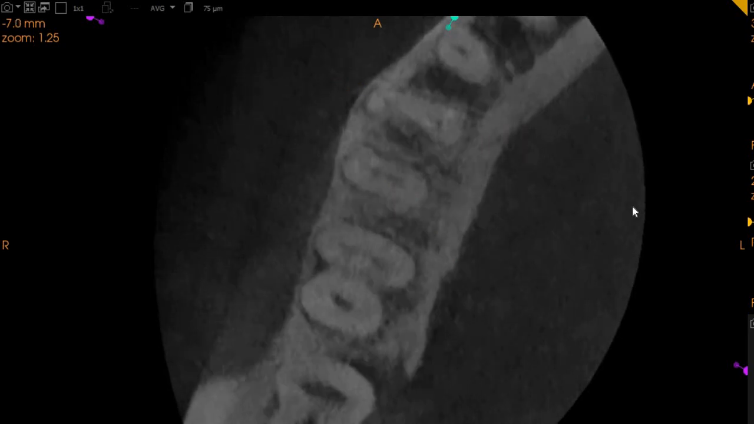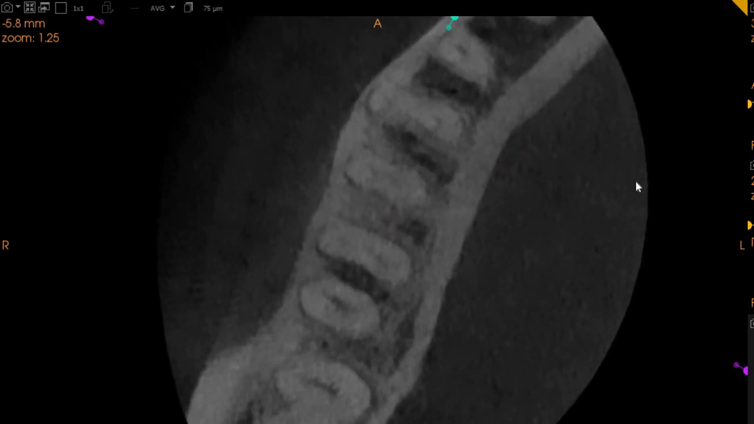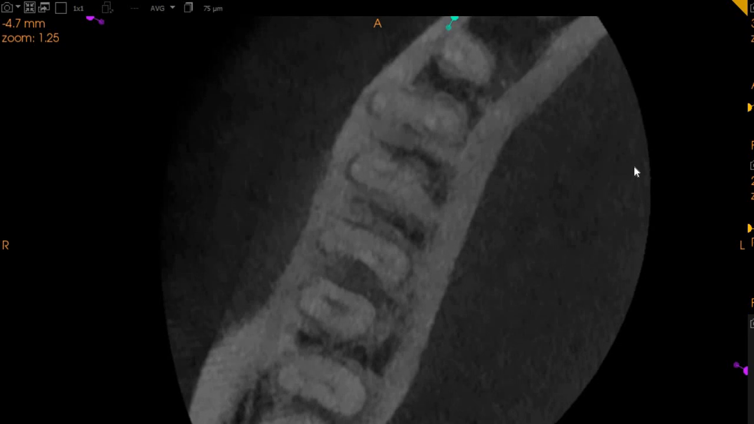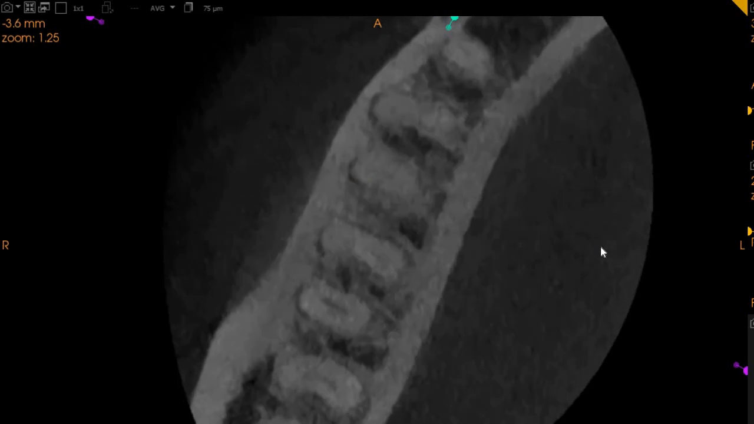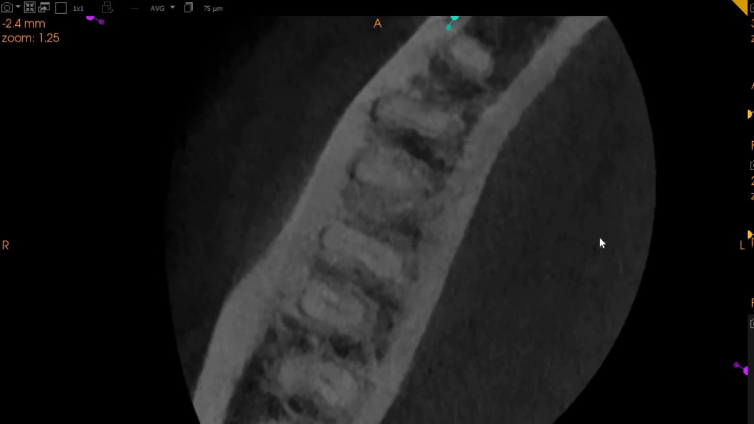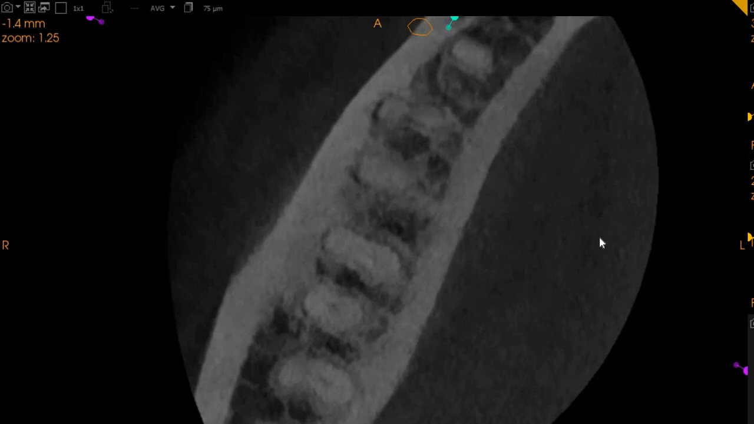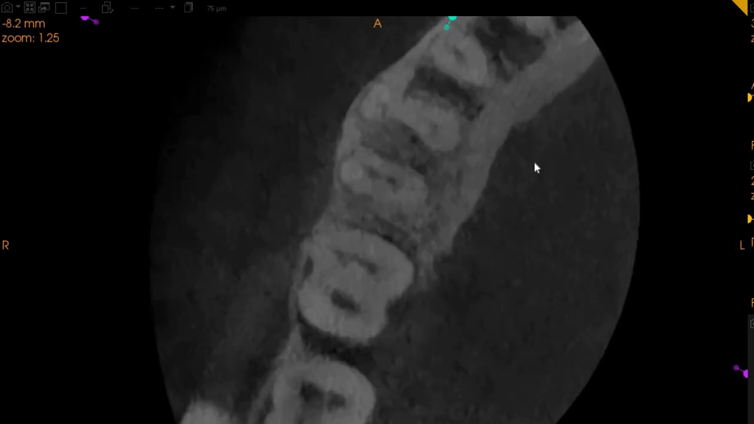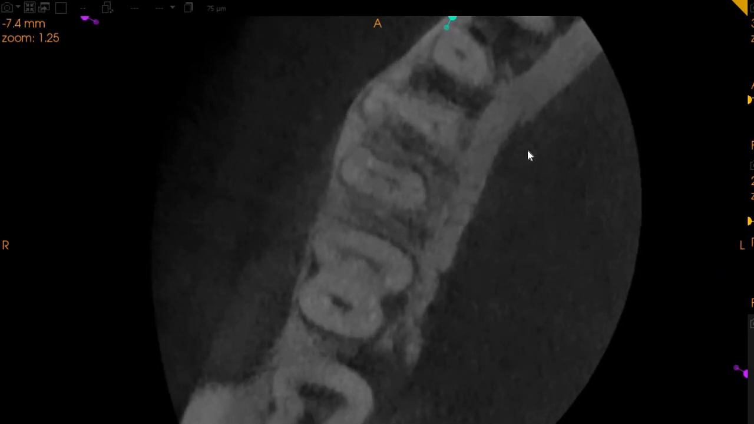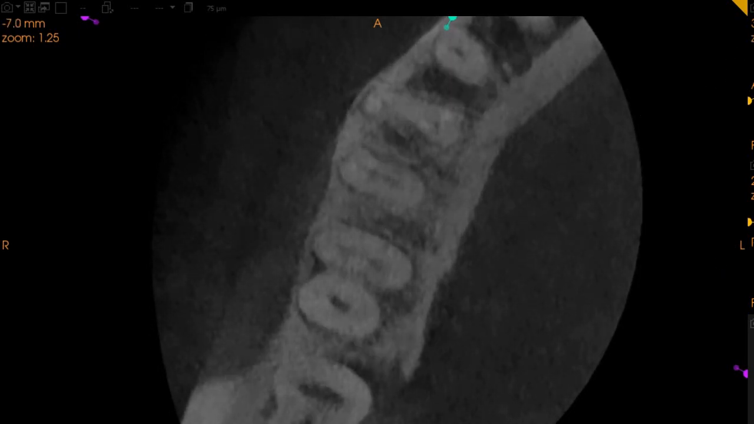Now we're going to move even more inferiorly. These two canals continue to stay separate, and very close to the apex we can see that they now join to form one single canal. So around the apex we can see that these two canals in the distal join to form one single canal, but as far as the middle to the coronal one third of the tooth is concerned, we've got two canals. So this is a 2-1 configuration that we can very clearly see.